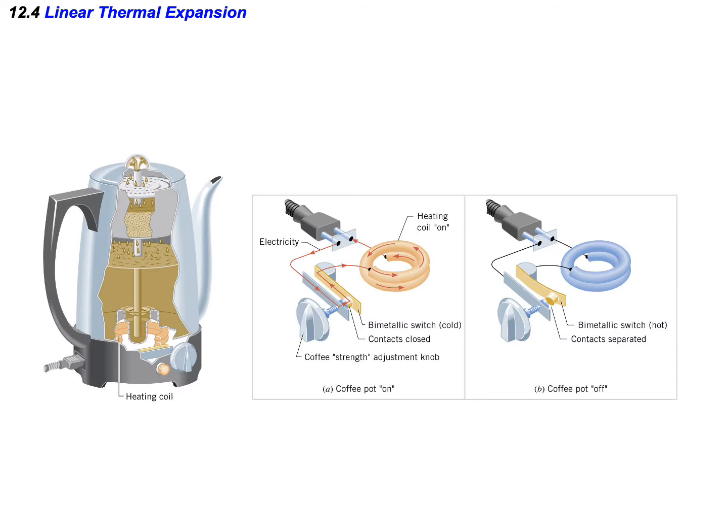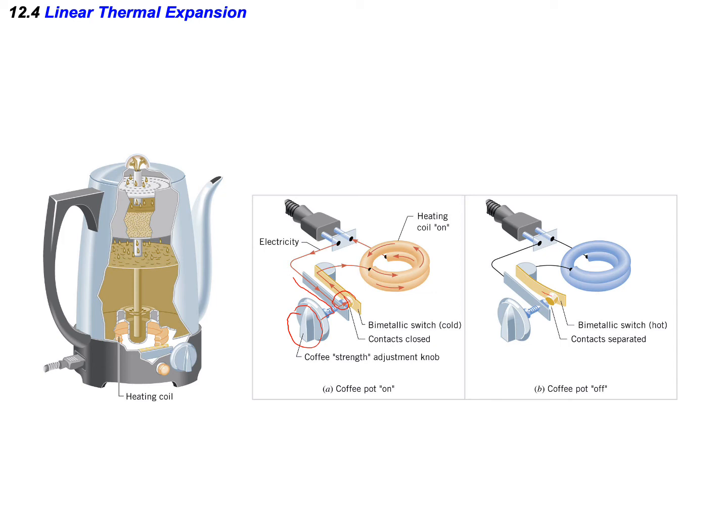So here's one application using a bimetallic strip in your coffee pot. You can set the temperature using the knob. When you turn the knob, it is connected to the electricity wall outlet and goes through the coil, and then it comes back to the switch through a bimetallic strip.